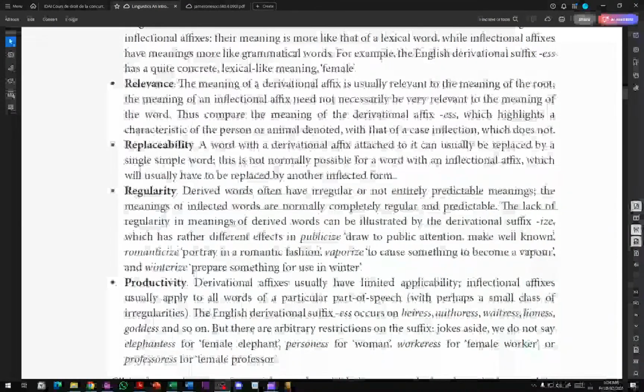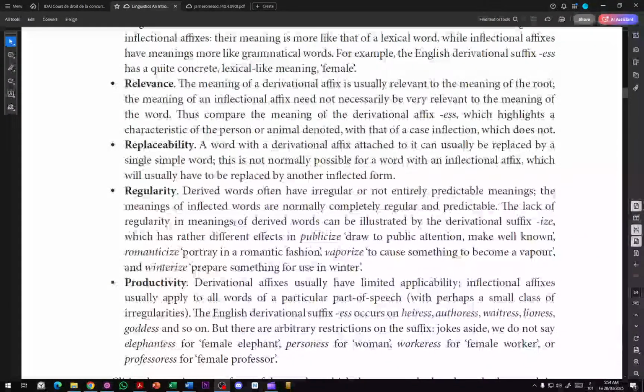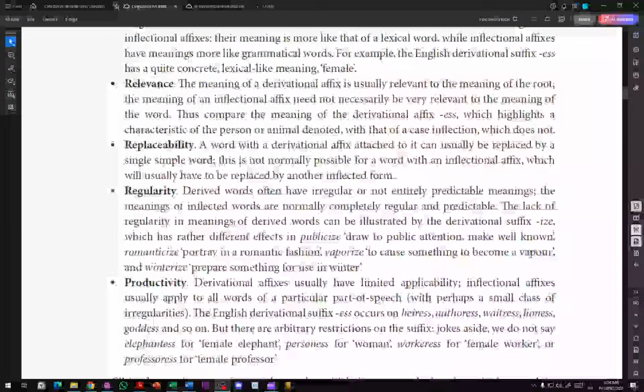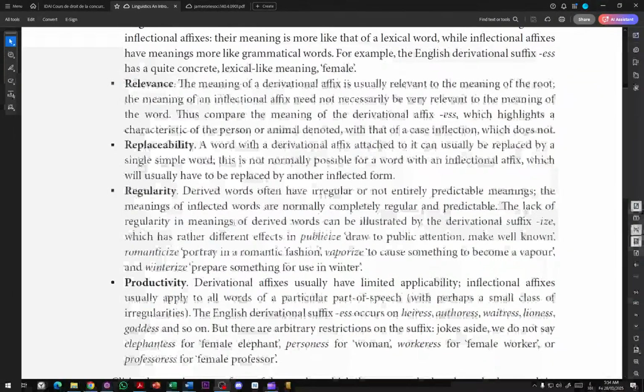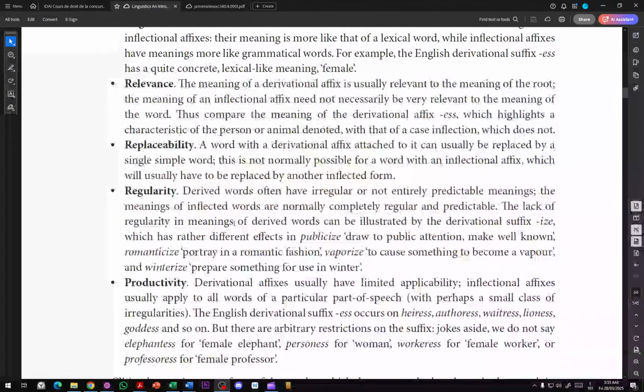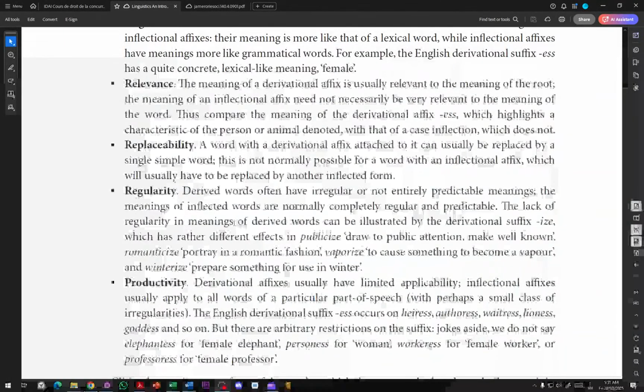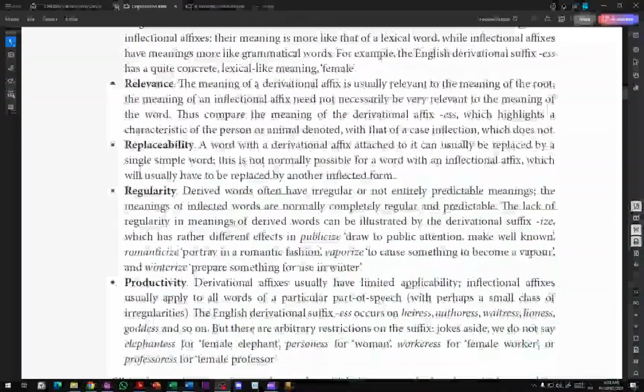Productivity. Derivational affixes usually have limited applicability. Inflectional affixes usually apply to all words of a particular part of speech.